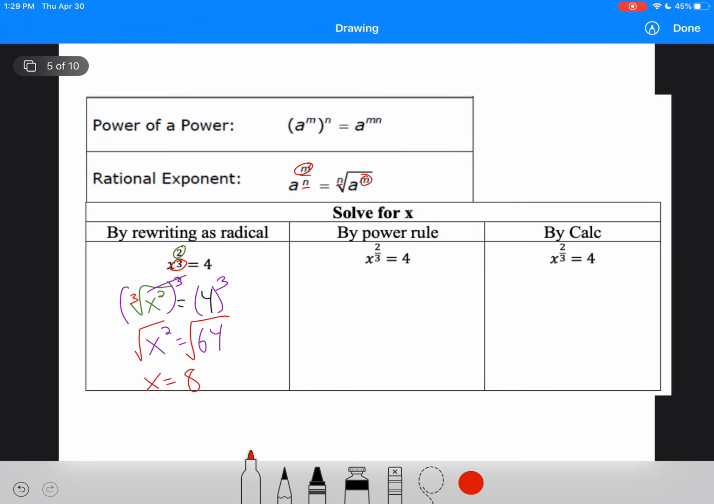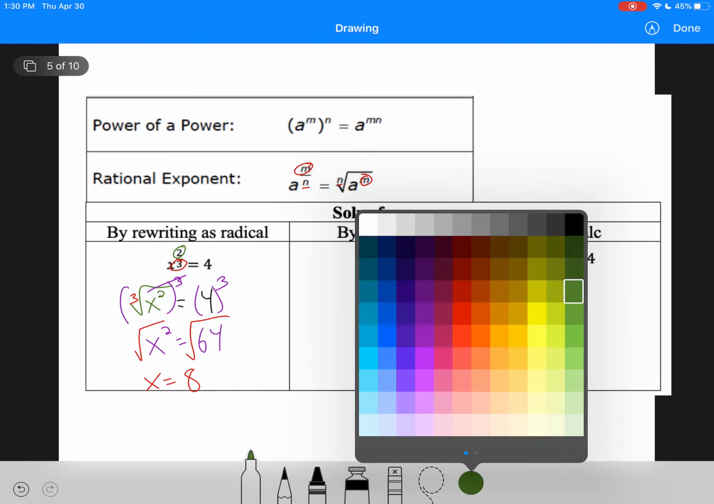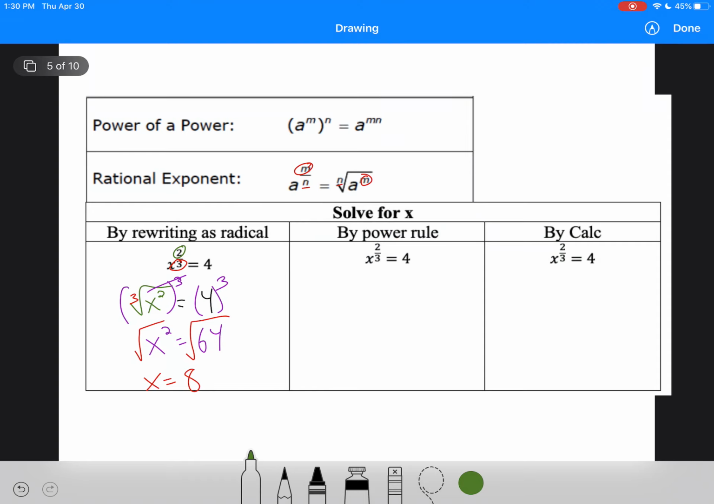And then to get rid of the square, you would square root. And we're going to end up with x equals 8, because 8 times 8 is 64. So that is how you solve for x with the rational exponent when you rewrite as a radical.